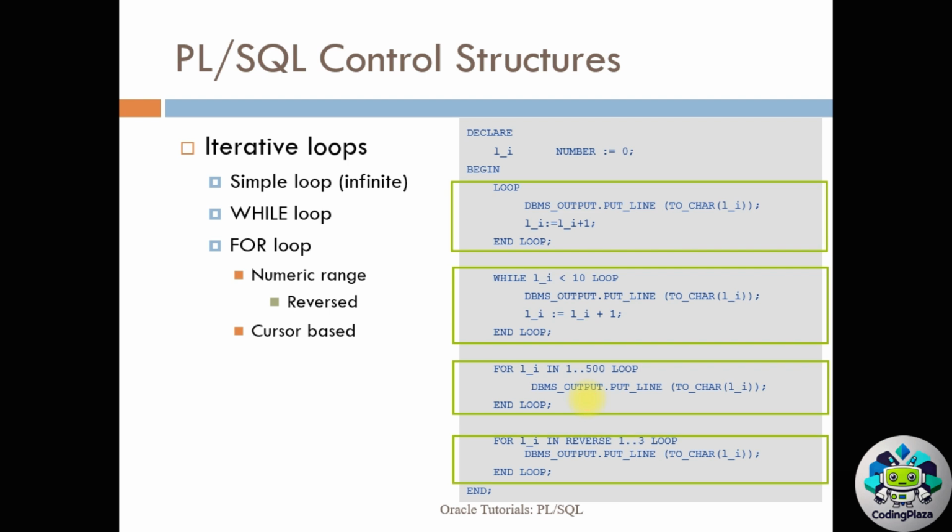For will have a range from start to end. Here, 1 to 500, so 500 loops will be done. And then FOR IN REVERSE: as I told you, you can loop the data in reverse order also. If you keep REVERSE after IN, then automatically from 3 to 1 it will come. With a for loop we can print in forward and reverse mode. So these are the control structures in PL/SQL.